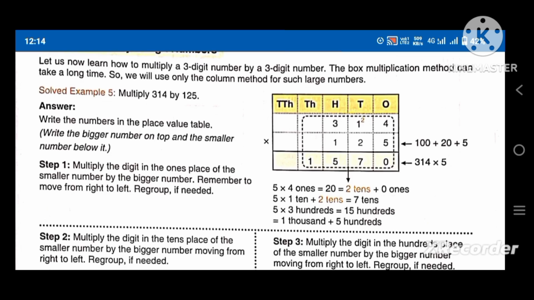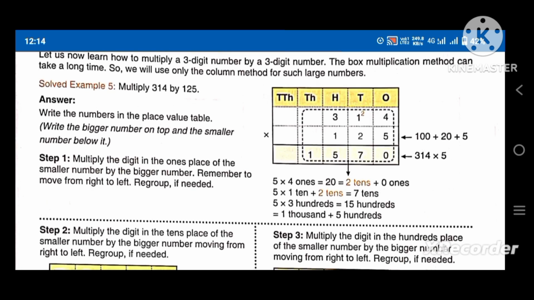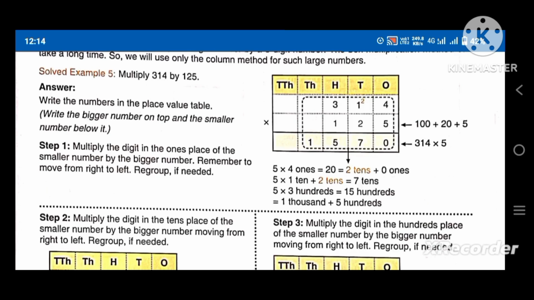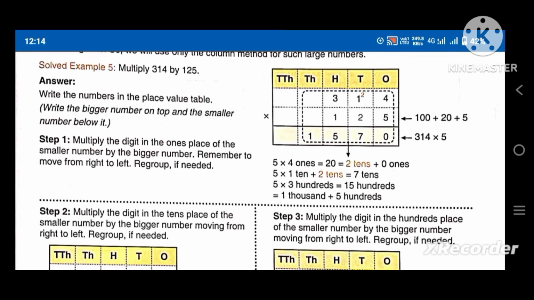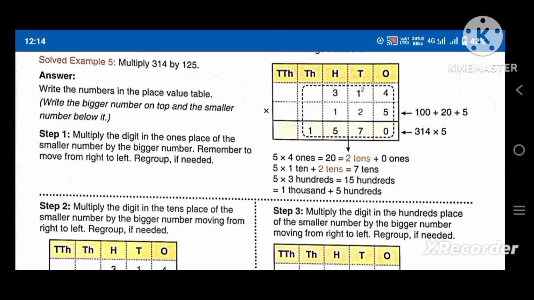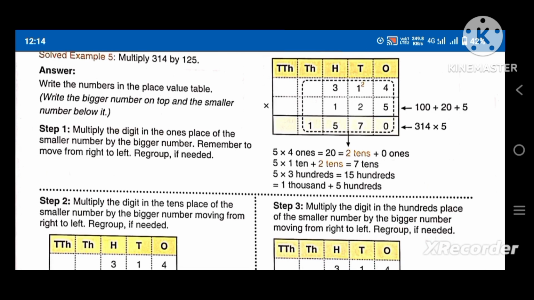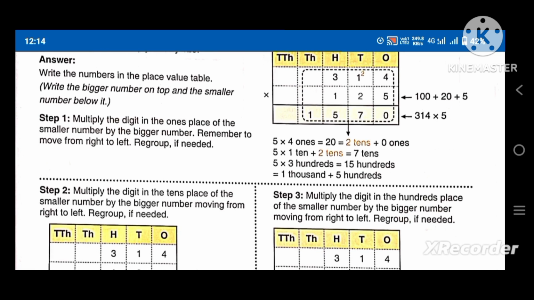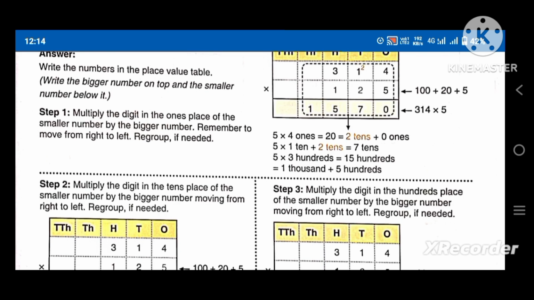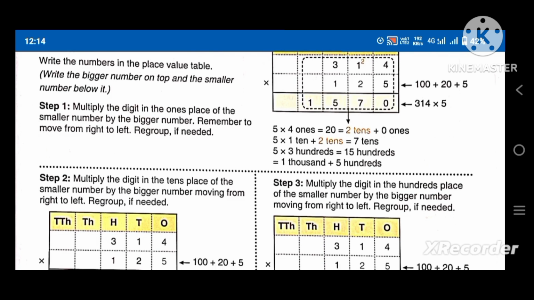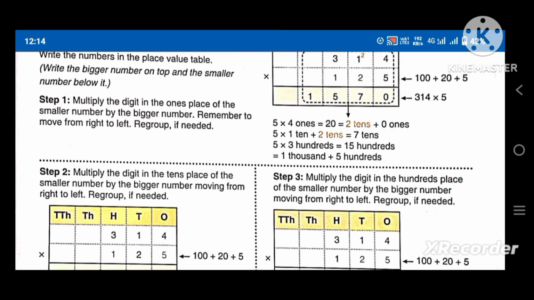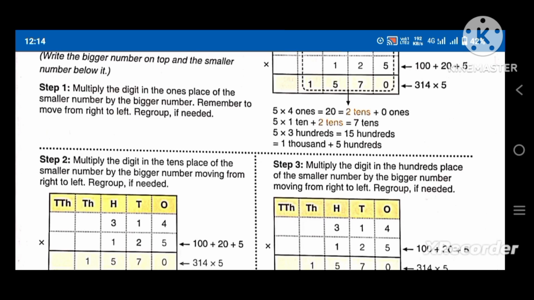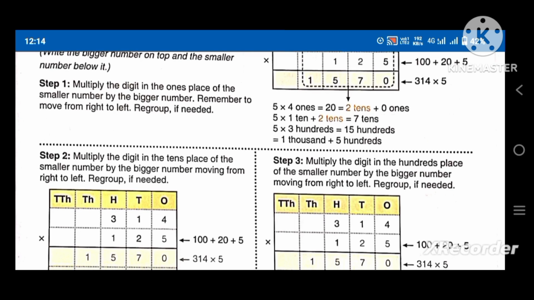314 multiply by 125. 125 means 100 plus 20 plus 5. 314 first multiply by 5. 5 into 4 ones is equal to 20, which is 2 tens plus 0 ones. 5 into 1 ten is 5 tens, plus 2 tens carried, equal to 7 tens. 5 into 3 hundreds is equal to 15 hundreds, which is 1000 plus 5 hundreds.